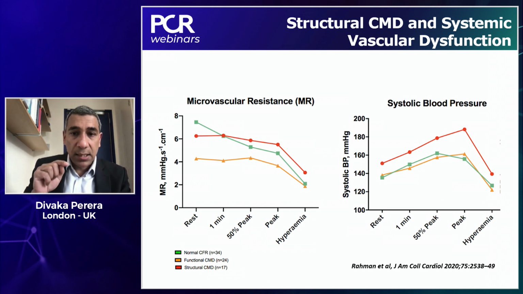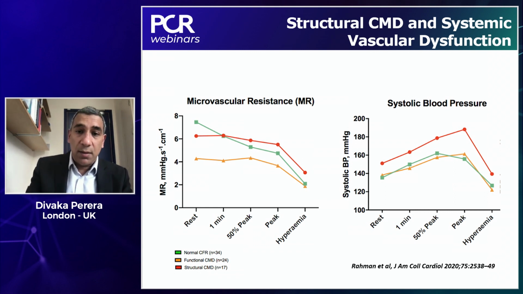Now look at the red line, which is those patients who have structural microvascular dysfunction. Their resistance stays pretty flat throughout exercise. And even when you administer hyperemia, the minimum microvascular resistance that's achieved is still significantly higher than patients who we consider to be normal controls.